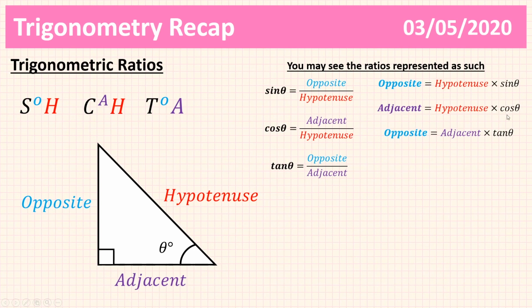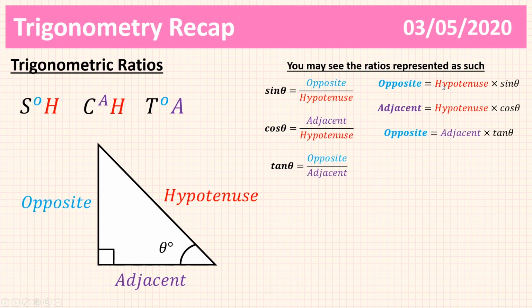Another way that I think you should recognize it is like this, where we're looking at the sides and doing a multiplication. So the opposite is the hypotenuse multiplied by sine of the angle. The adjacent is the hypotenuse multiplied by cos of the angle, and the opposite is the adjacent times tan of the angle. Now you may be asking, why do we have two with opposite in them?